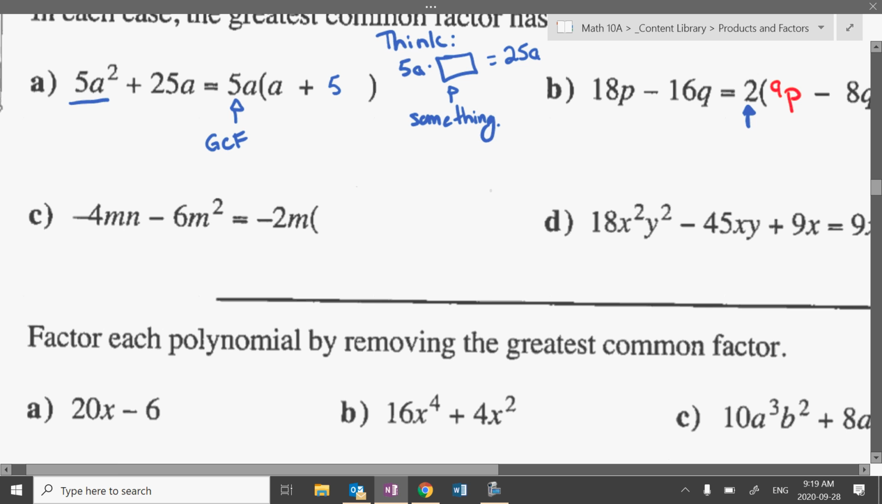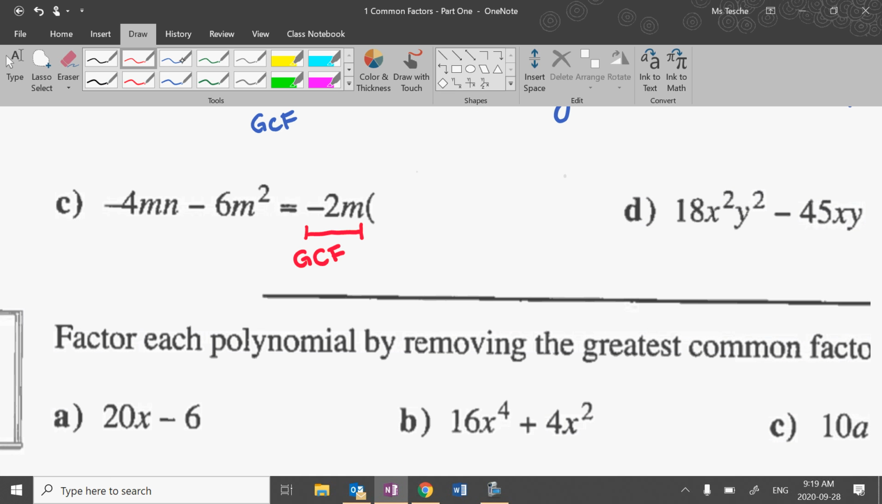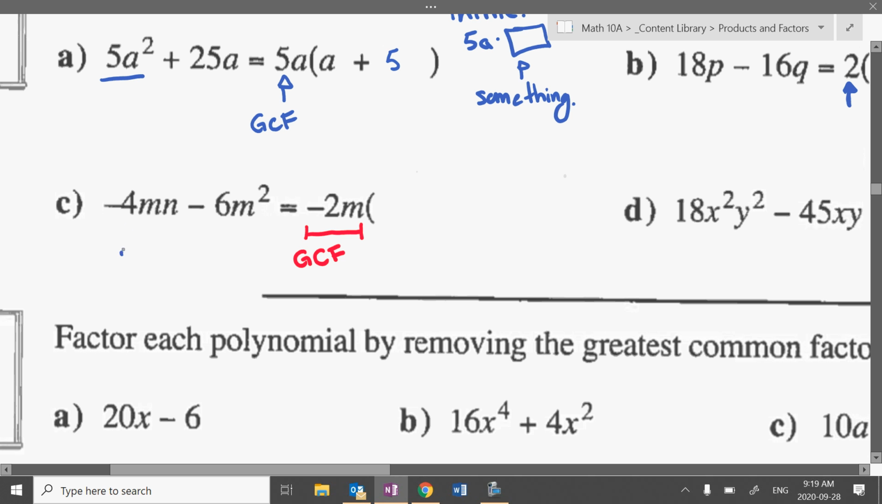Okay, so this next one for C, they told us that our GCF is negative 2m. I have to get back to negative mn, so I'm going to have a positive 2, because 2 times negative 2 gives us negative 4, and then just an n is going to tag along. To get to negative 6, I would need a positive 3 with an n.